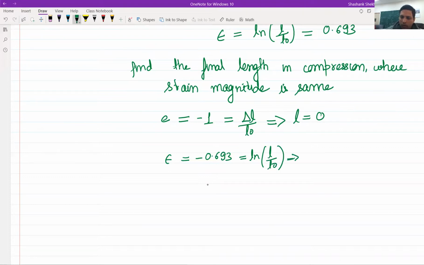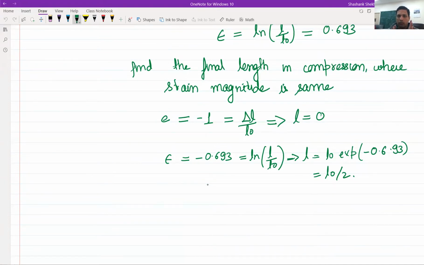And if you solve this, L is equal to L naught exp minus 0.693, which is equal to L naught by 2. So the final length should be L naught by 2, meaning that the cylinder should be compressed to half the length to get the value of 0.693 in compression. But we have also added the sign, which is minus 0.693.